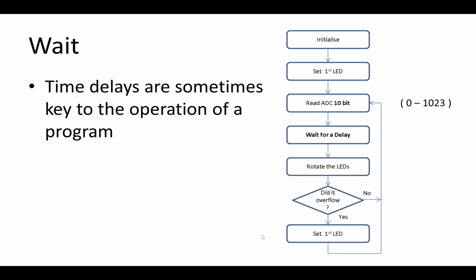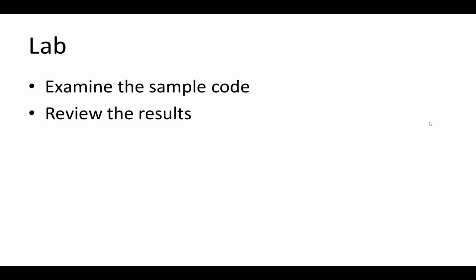From a flowchart point of view, relatively simple. Initialization, set 1 LED. We did that in the previous videos. Read the ADC, wait for a delay, rotate the LEDs. Did it overflow? If it did not overflow, just keep doing the same thing. If it does overflow, go back to the first state. We're going to get a value back of between 0 and 1023, so we now know that we're going to get a delay of 0 milliseconds to just over 1023 milliseconds. You can work out that's just over a second.